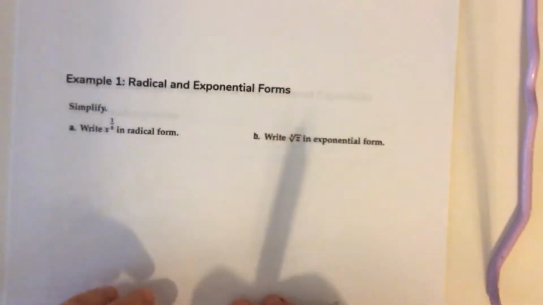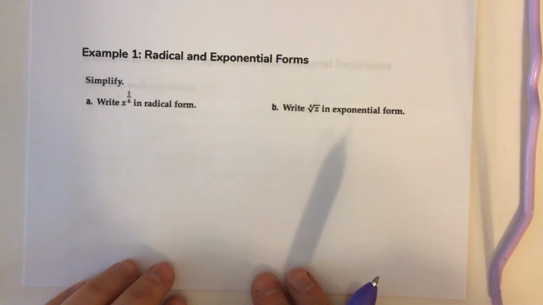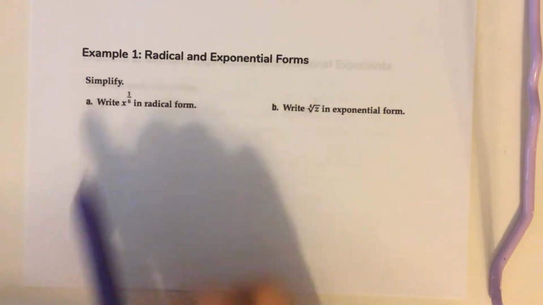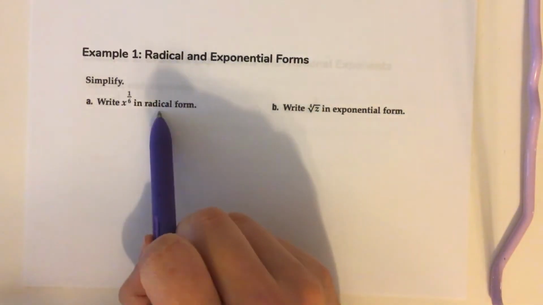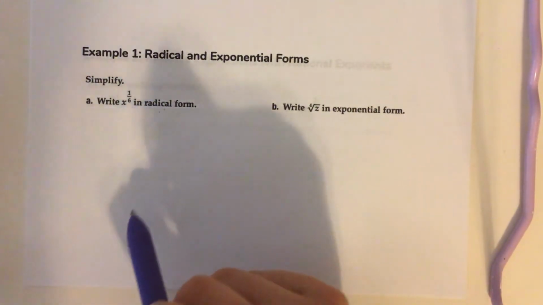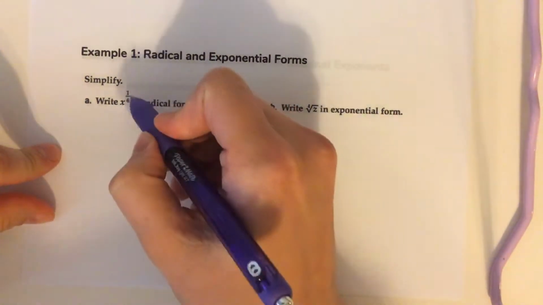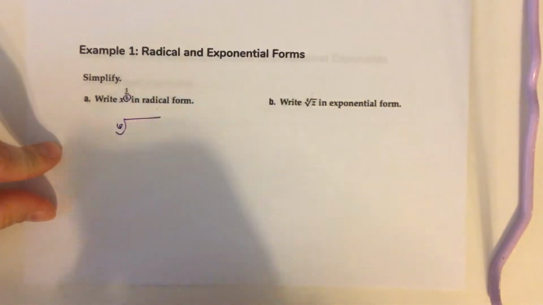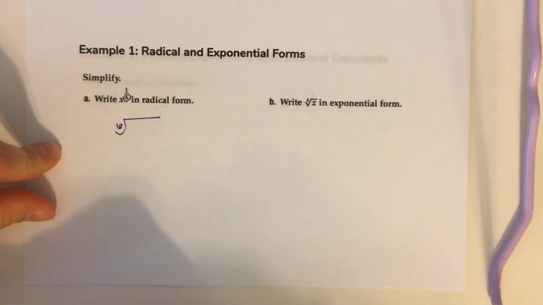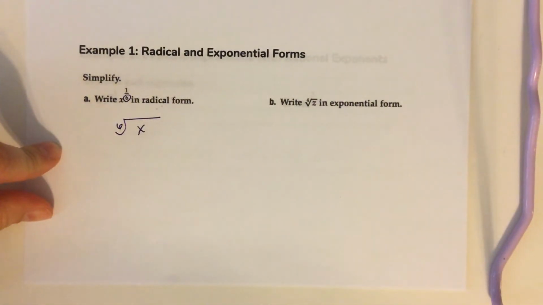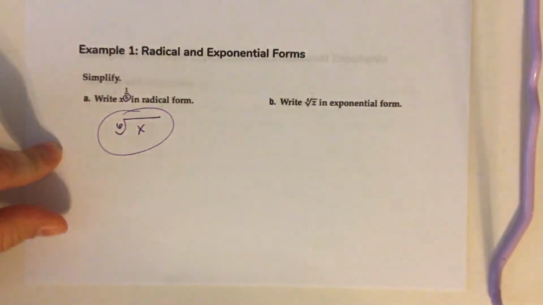So let's try a few examples with this, and see if we can go back and forth. We're going to simplify, write x to the 1/6 in radical form. If I say radical form, I want it to have a radical sign in it. So for x to the 1/6, that denominator is going to go on the outside. That little 6 will go in the check mark of the radical, and then we have x. That's all you have to do. That's how you would write that in radical form.